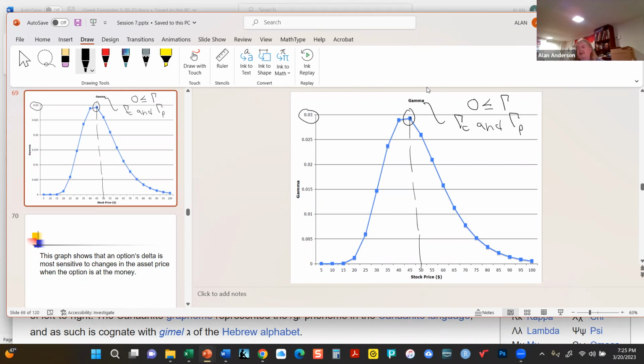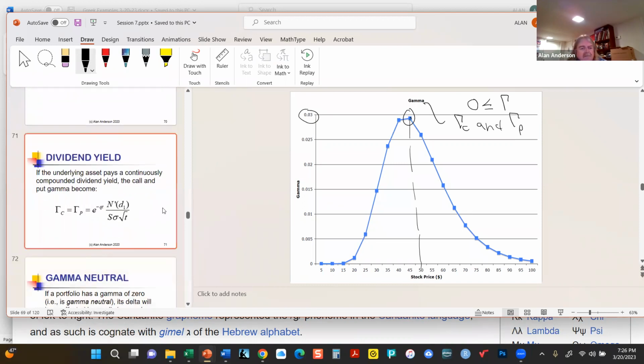Now, this is not the only Greek where this is true. We'll see later on that there's another one that behaves like this. But it's kind of strange to think about it. They both have the same gamma, exactly the same, as long as they're the same themselves. And so these gamma numbers are very small. And that's because the slope doesn't change that much when the stock price changes.